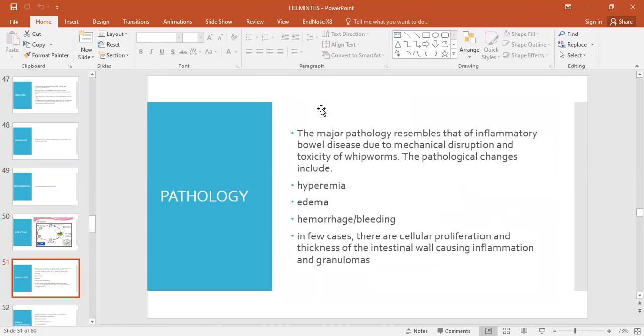Pathology. The main pathology resembles that of inflammatory bowel disease due to the mechanical disruption and toxicity of the worms. The pathological changes include hyperemia, edema, and hemorrhage. In a few cases, there are cellular proliferations and thickening of the intestinal wall causing inflammation and granulomas.